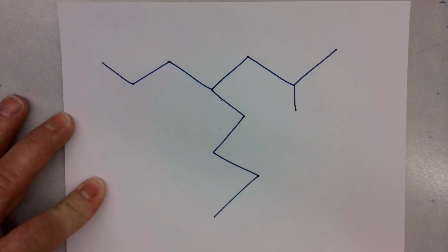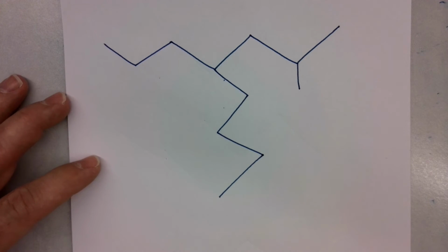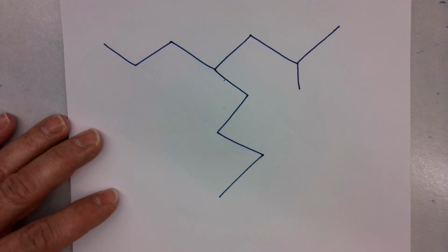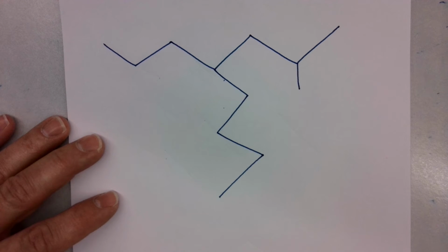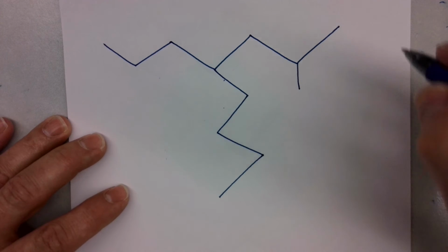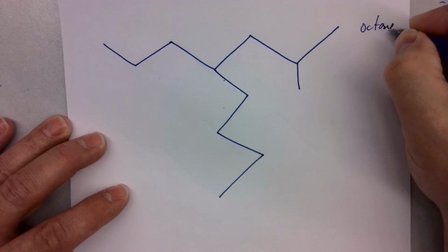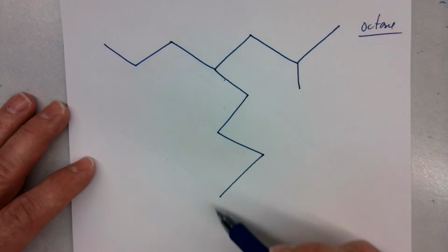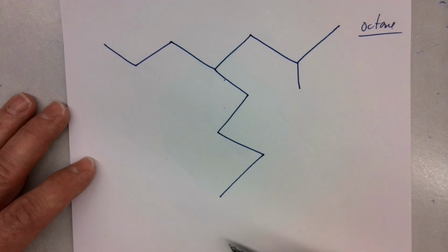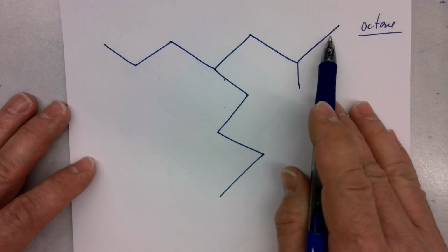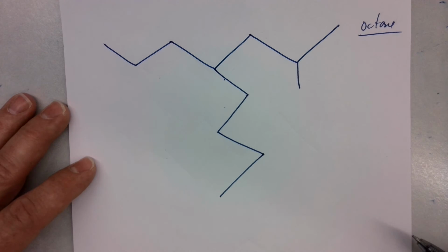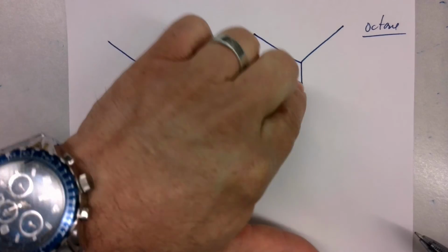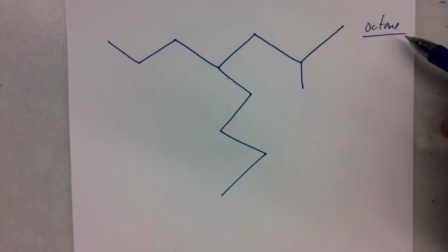Who can tell me what this is going to be when we're done? It's an octane. Why is it an octane, Fish? Because the branch off the bottom is not technically a branch. That's part of my backbone. It looks like a branch, but if I go that way, I get 8. If I go that way, I only get 7. Right? 1, 2, 3, 4, 5, 6, 7. And I always go with the longest.